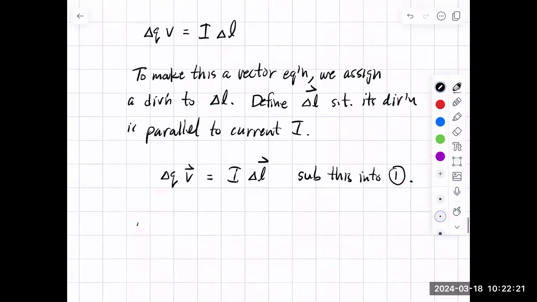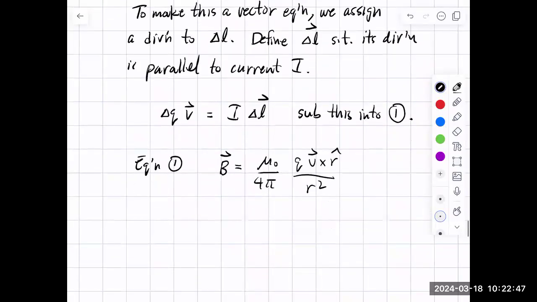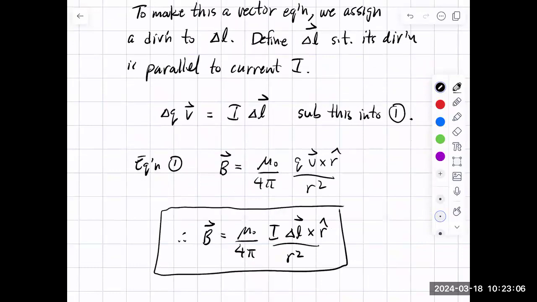Okay, so let me just rewrite equation 1. Because there's nothing wrong with equation 1. It said the magnetic field was mu naught over 4 pi Q times V cross R hat over R squared. Okay, and so the QV is going to become this I delta L, and that will be our equation 2 after we make the substitution. So therefore, B is equal to mu naught over 4 pi, I delta L cross R hat over R squared. And this is going to be, say, our equation 2.